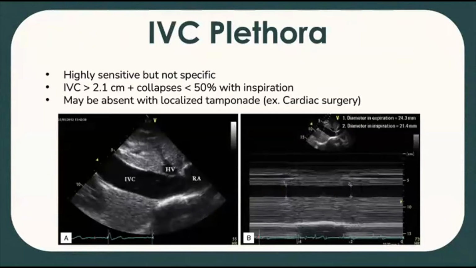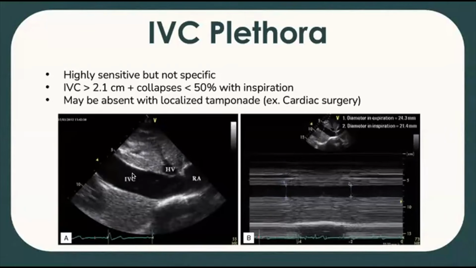IVC plethora is highly sensitive but not super specific for tamponade, as there are lots of conditions that can cause IVC dilation, as we all know. If the IVC is small and collapsing, you should revisit the cause of the patient's shock state, since typically with cardiac tamponade, you'll have high right-sided pressures and should have IVC dilation. There are caveats to this. For example, in the setting of localized effusions, like post-cardiac surgery, if the effusion is more on the LV side, you might not get that right-sided compression that would cause a dilated IVC.